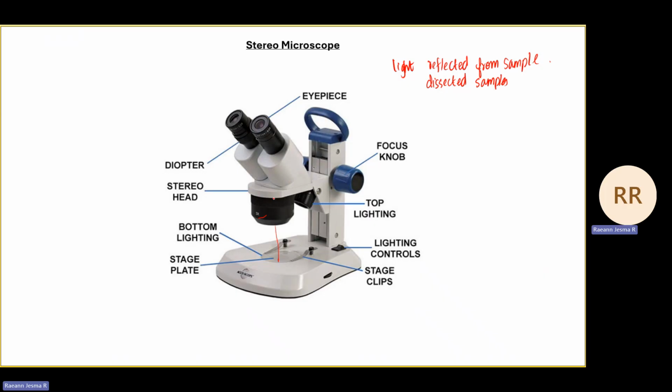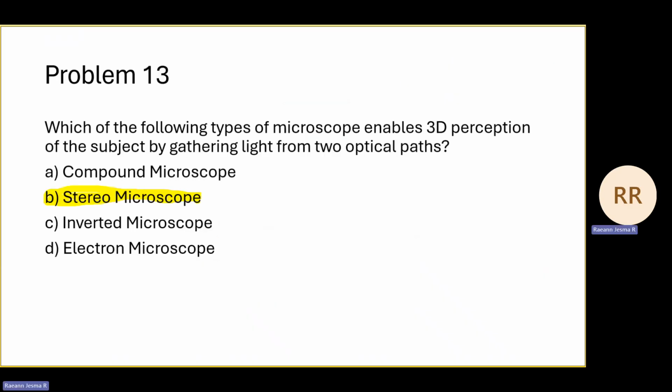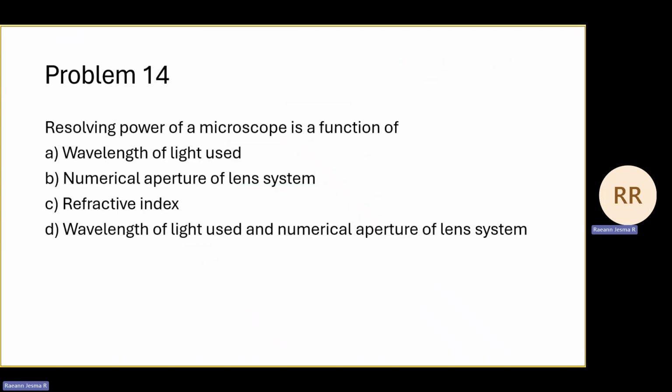However, this has lower magnification, less than 40x. So it's generally used for viewing dissected samples, like I mentioned before, because it will also give us some kind of visualization with respect to depth. Okay. So the correct answer is option B, stereo microscope. Now let us move on to the next problem, problem 14.